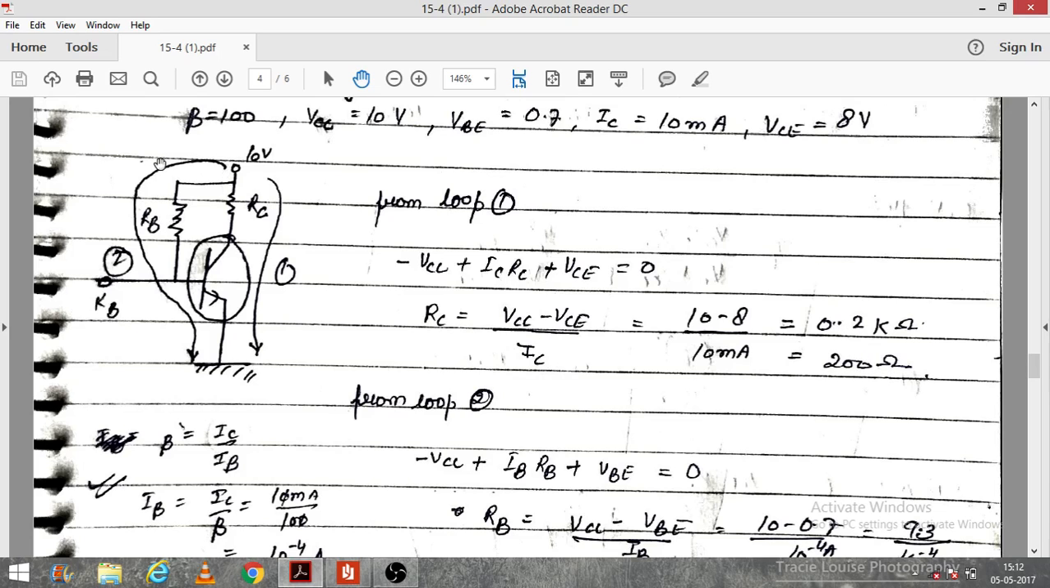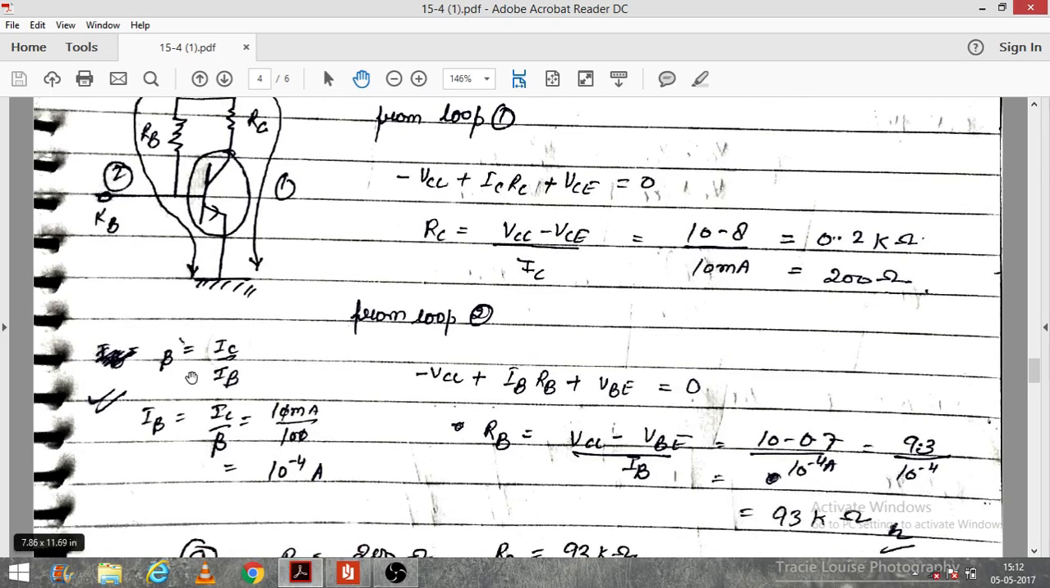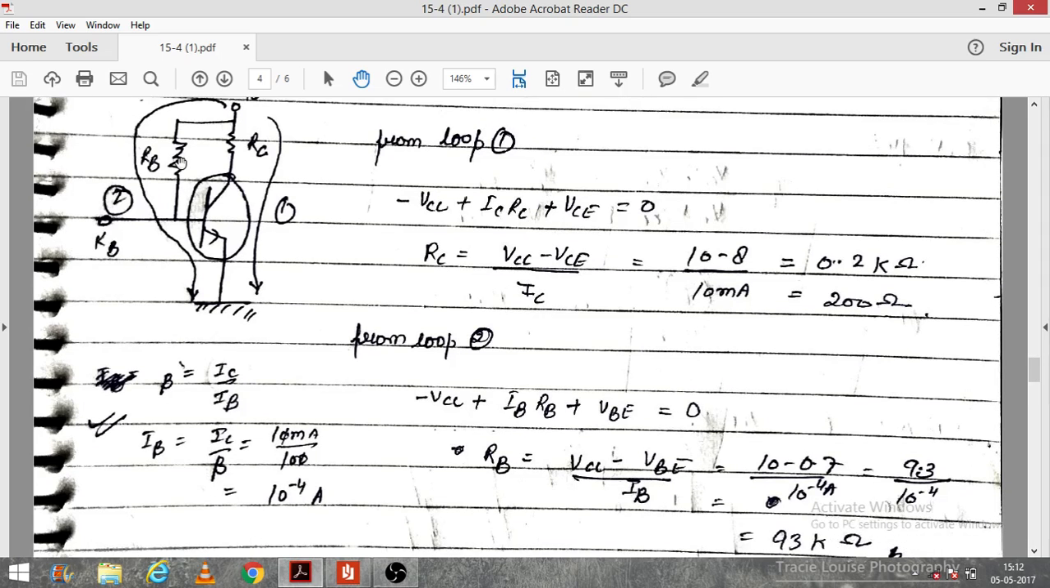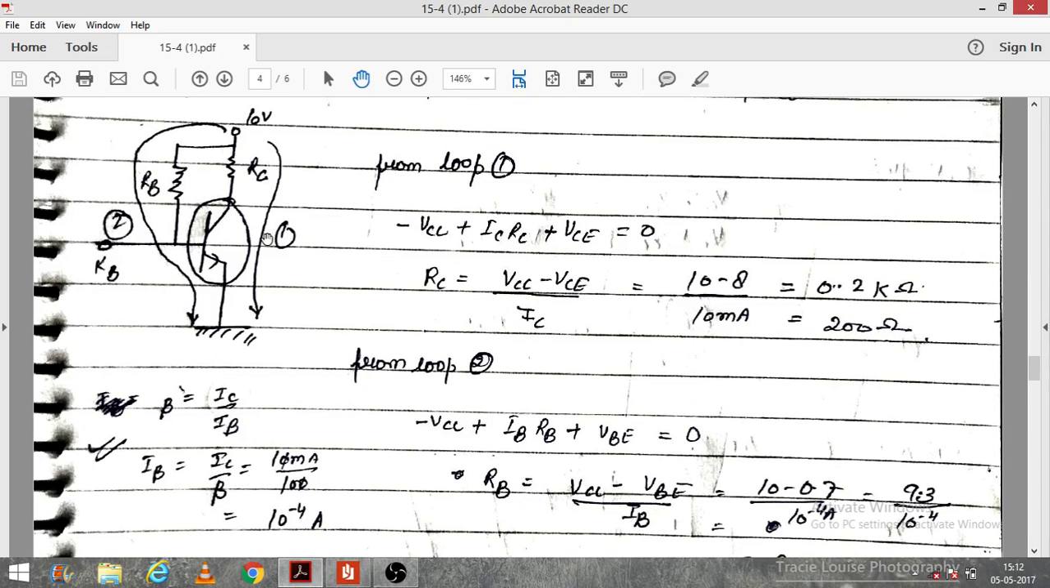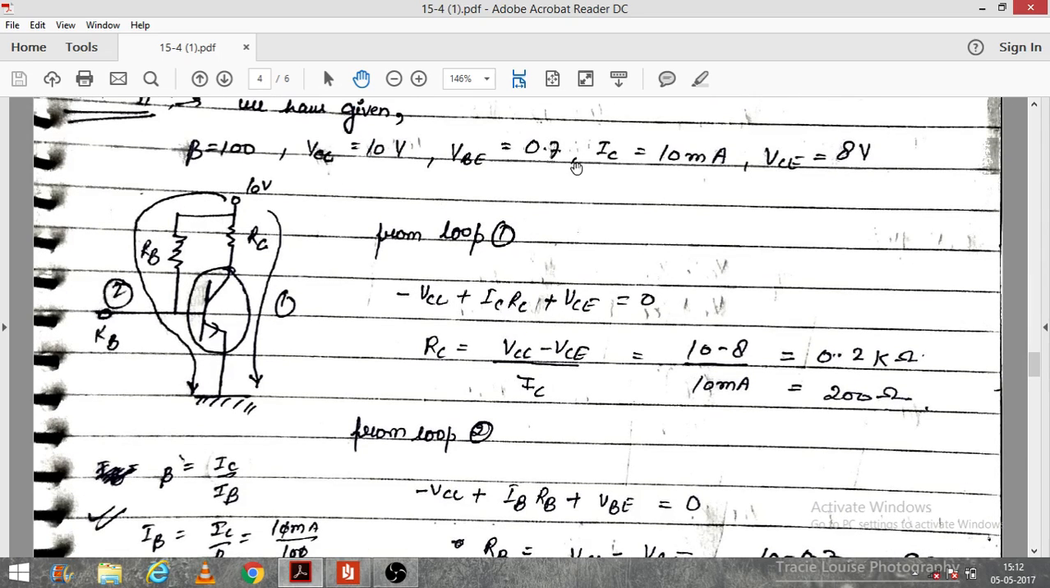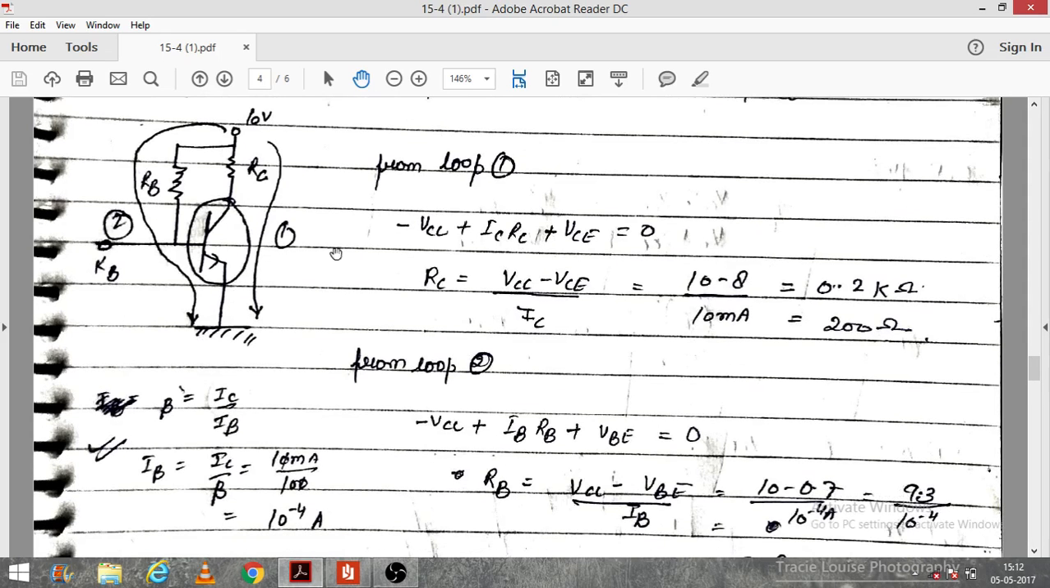Now applying KVL in that loop 2. We have given IC as 10 milliampere, and we have to calculate IB. So beta is equal to IC over IB, so IB can be easily calculated as IC over beta, so that will be 10 to the power minus 4.